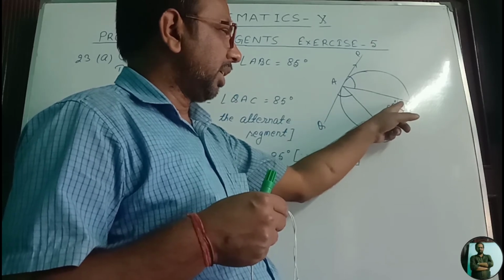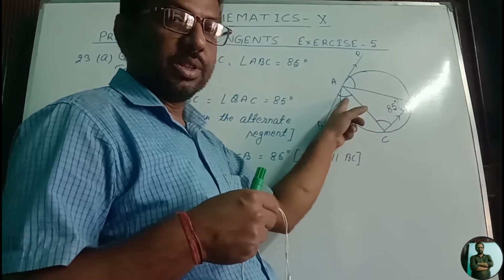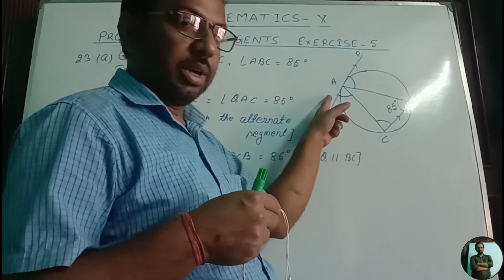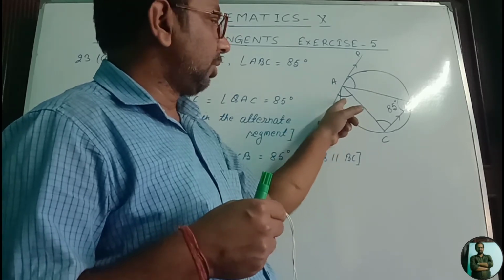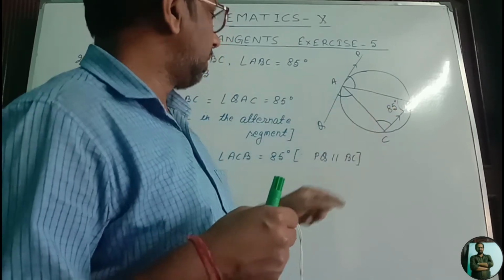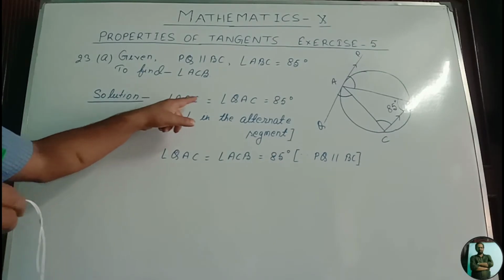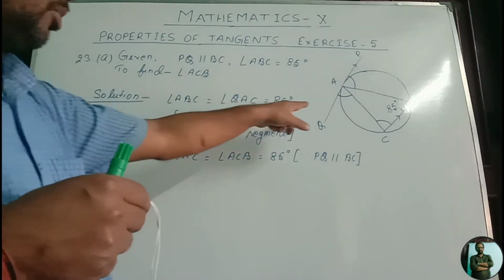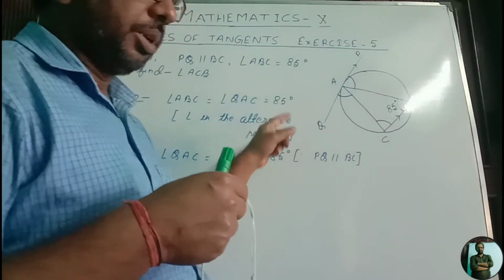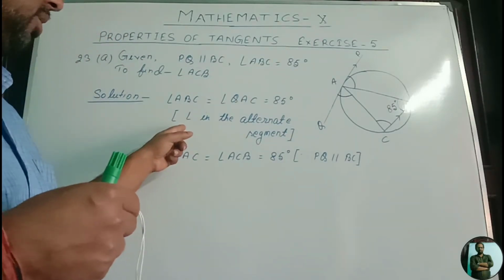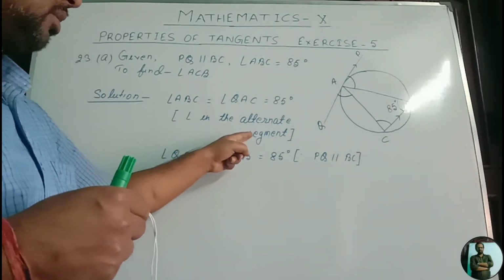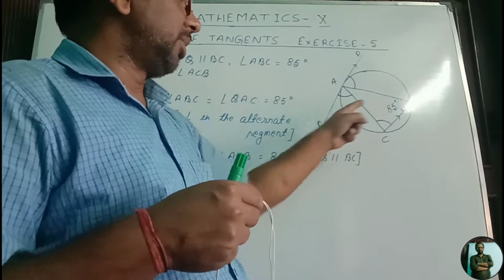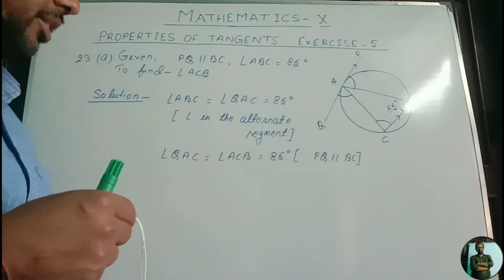So this angle is angle in the alternate segment for this angle, that is angle between the tangent and the chord. So these two angles will be equal. Therefore I have written here angle ABC equal to angle QAC, means these two angles are equal, that is equal to 85 degree. In bracket I have written the reason, angle in the alternate segment. For this angle, this became the angle in the alternate segment, so I wrote in the bracket.